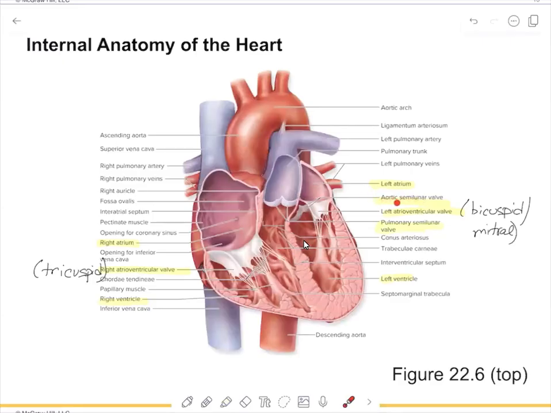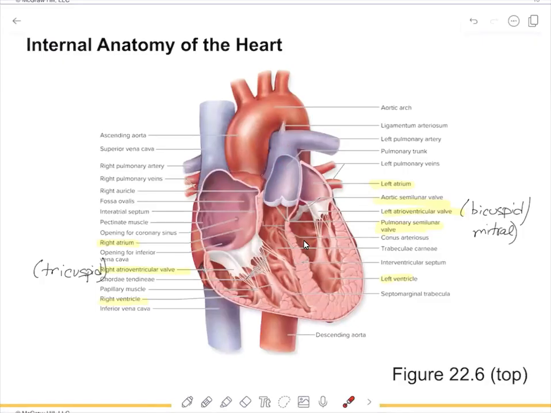So the aortic semilunar valve is shown right here, because freshly oxygenated blood is going to leave the left ventricle and go into the aorta, whereas deoxygenated blood is going to leave the right ventricle, go through the pulmonary semilunar valve into the pulmonary trunk.